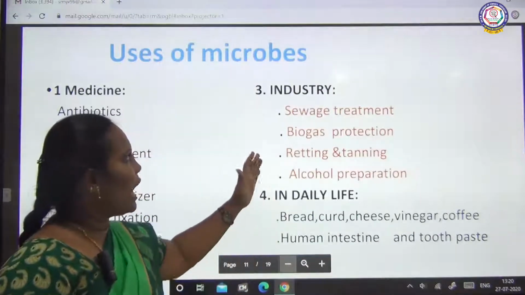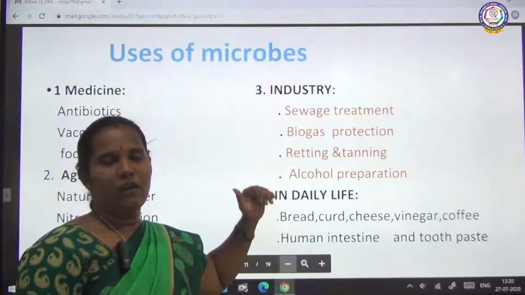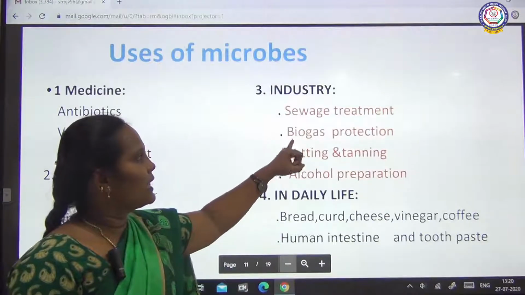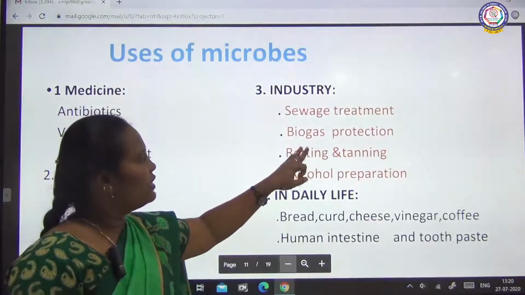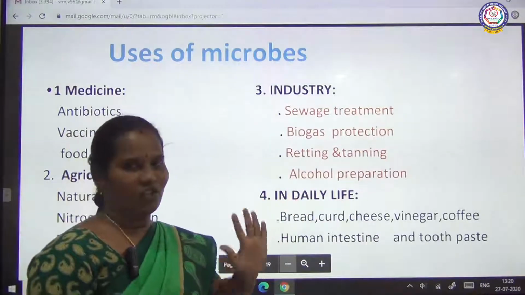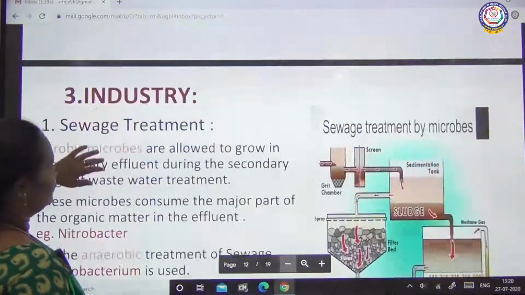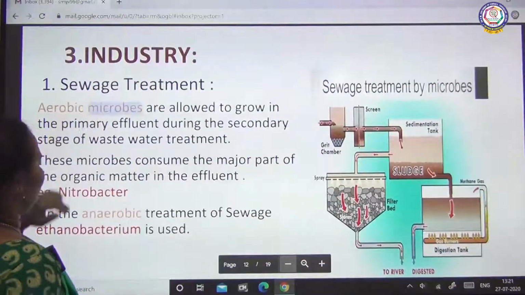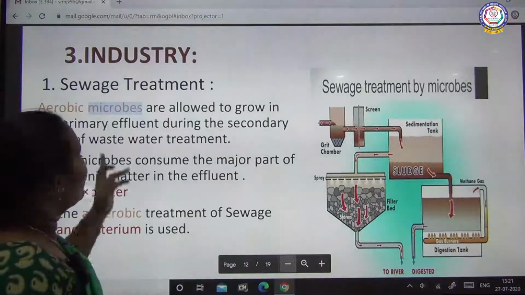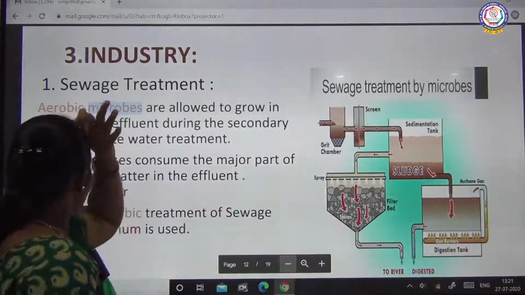So now we have to see the industrial field uses of microbes. What are the industrial field uses of microbes? One is sewage treatment, second biogas production, third retting and tanning, fourth alcohol preparation. Shall we brief this? See, in the industrial field, the first one I told you is sewage treatment.